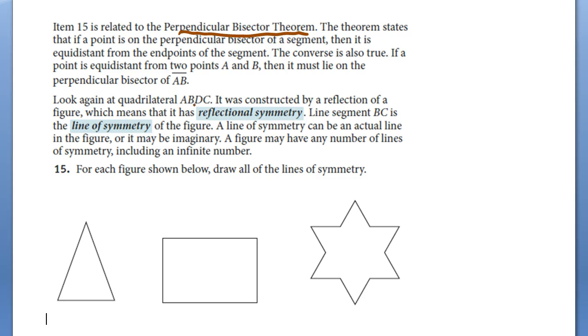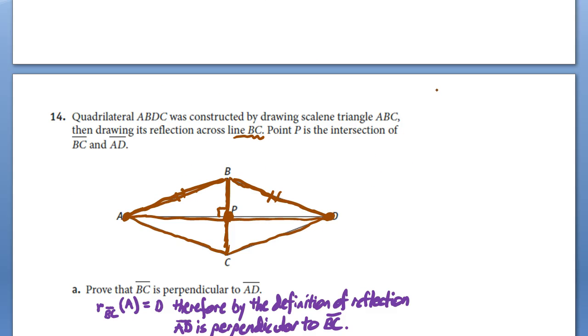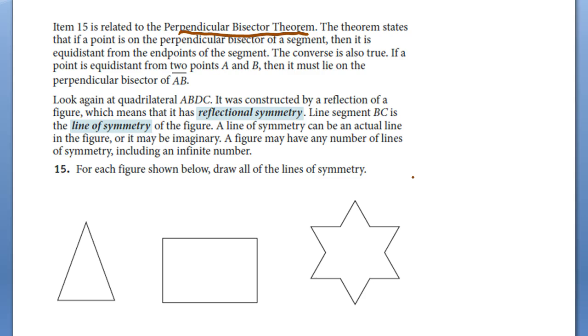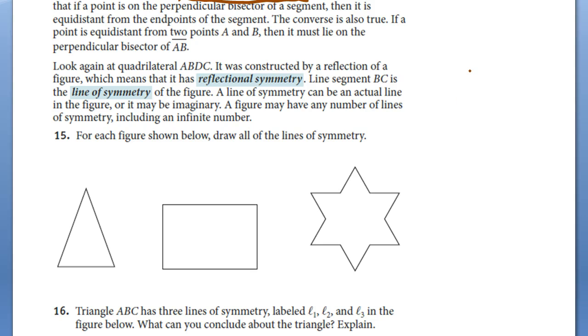So let's look again at quadrilateral ABDC. It was constructed by reflecting a figure. Remember, it was constructed by reflecting that triangle. That means that it has reflectional symmetry. Line segment BC is the line of symmetry of the figure. So let me go back and show that to you again. This segment right here, BC, this one running up and down, is a line of symmetry of that quadrilateral. It splits it into 2 perfectly congruent pieces. A line of symmetry can be an actual line in the figure, or it might be an imaginary line. A figure may have any number of lines of symmetry.